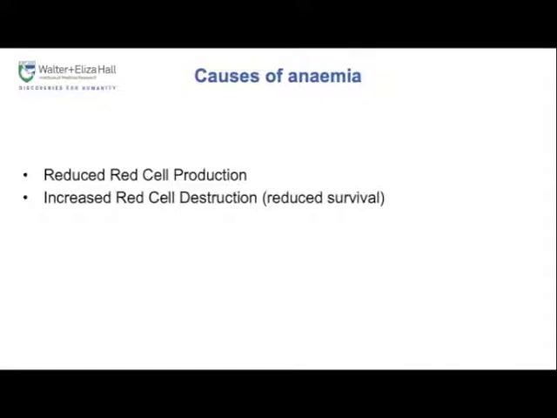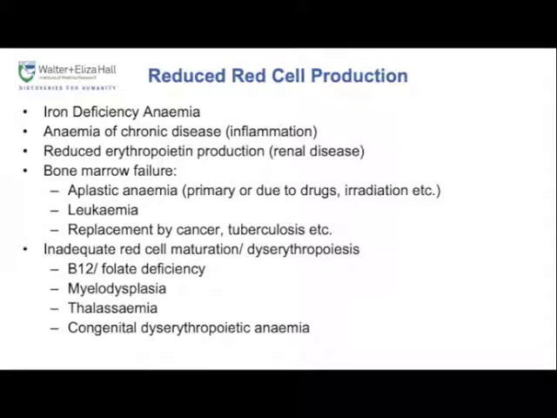So the first is iron deficiency anemia. So not having enough iron to synthesize hemoglobin, importantly, the heme component of hemoglobin, and that causes anemia. You can have anemia of chronic disease, which is an inflammatory condition. Now, anemia of inflammation actually causes anemia in a similar way to iron deficiency, in that it withholds iron from the bone marrow. You can have reduced erythropoietin production. Erythropoietin is a hormone produced by the kidney in response to a sensing of hypoxia, and it signals from the kidney to the bone marrow to stimulate increased red blood cell production.